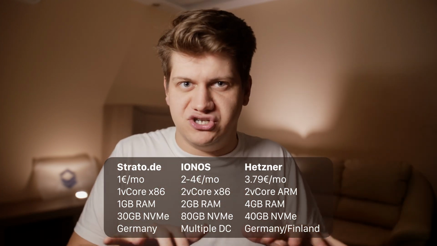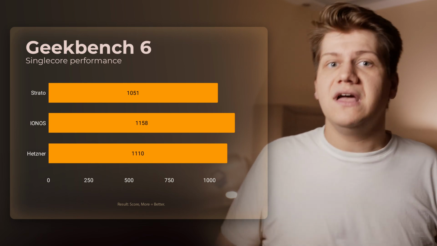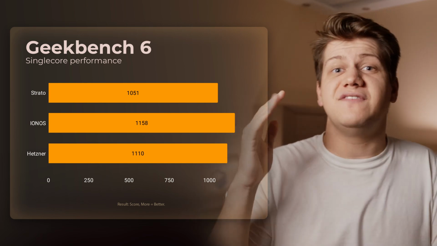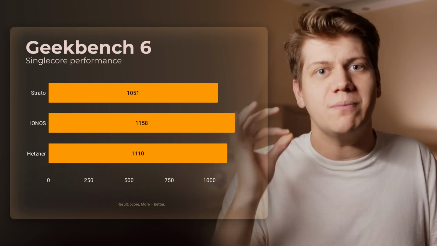By doing this comparison, we will see if we really lose much compared to standard offers from other providers. First, Geekbench 6. Single core performance is very similar across the board. And this is great news, especially for Strato, which costs just €1 per month.